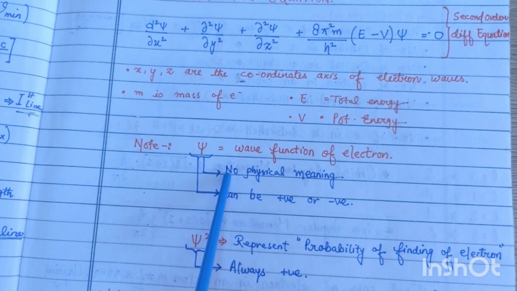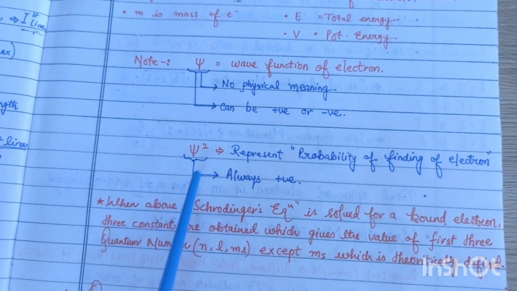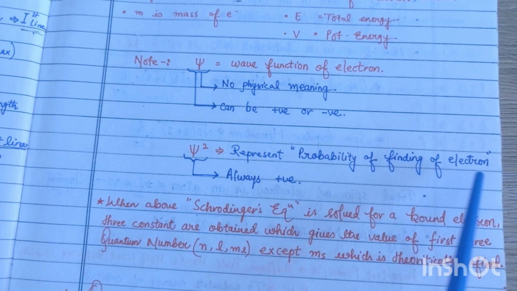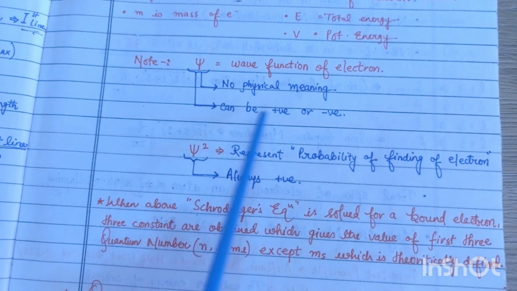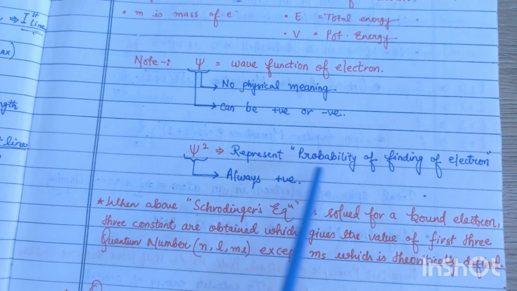Psi has no physical meaning. It can be positive as well as negative. But the most important thing, my dear student, is psi square. It represents the probability of finding the electron. Because psi can be positive or negative, if I take the square of it, any negative number always has a positive value when squared. So it represents the probability of finding the electron and it is always positive. We are not going into the detail of this Schrodinger wave equation. We are just simplifying the chemistry concept.